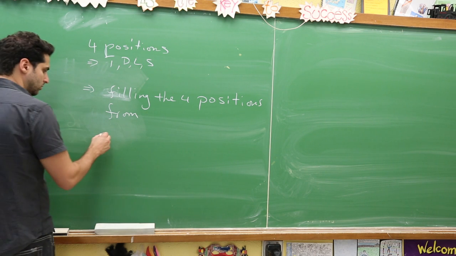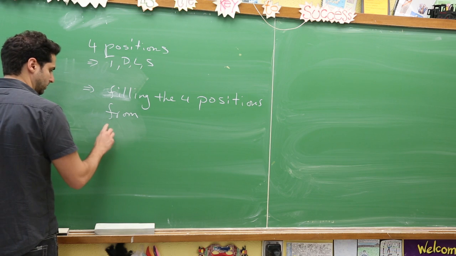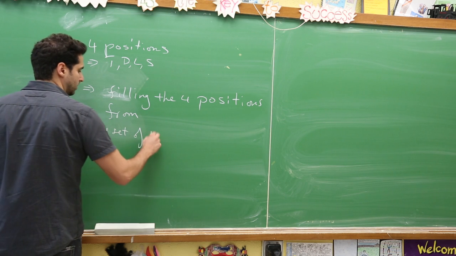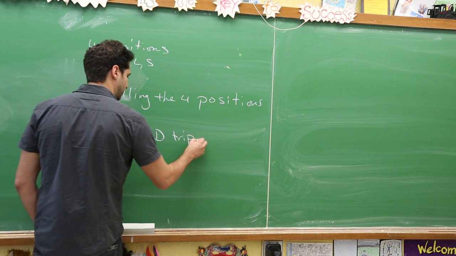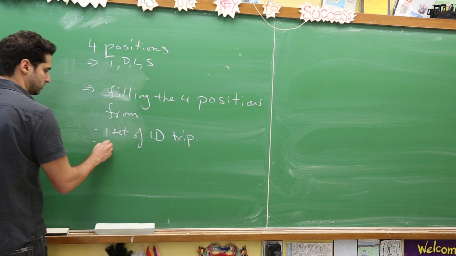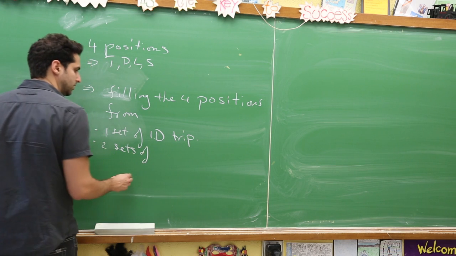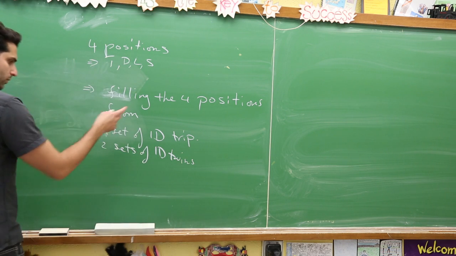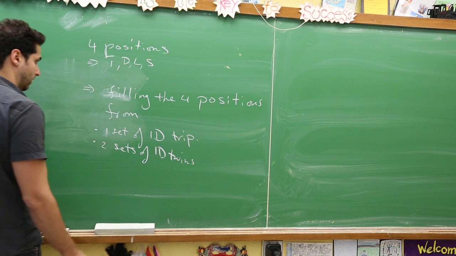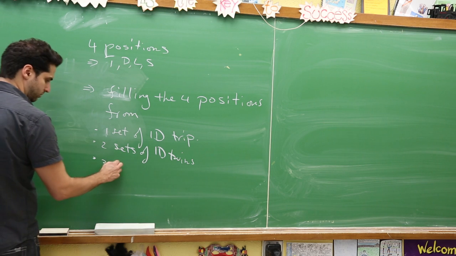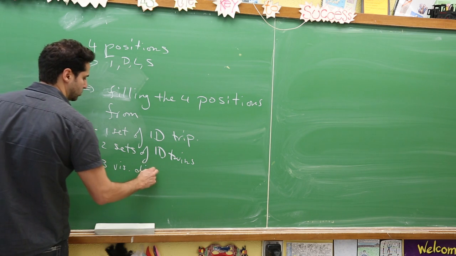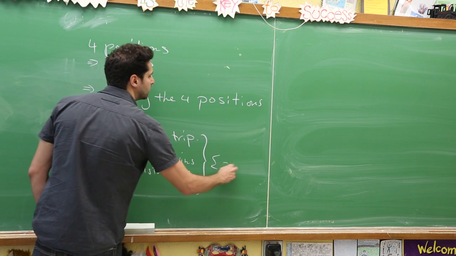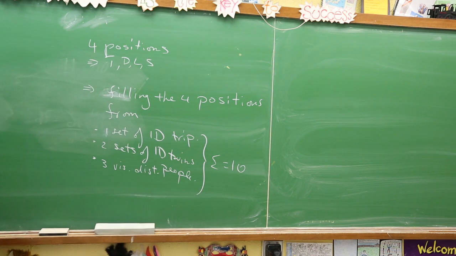One set of identical triplets. Identical triplets, yeah. 2 sets of identical twins. So that takes 3, and 4, that's 7 so far, right? And 3 people who are visually distinguishable. 3 visually distinguishable people, right? And that adds up to a total of 10 people, right?